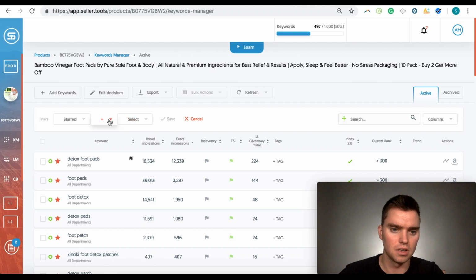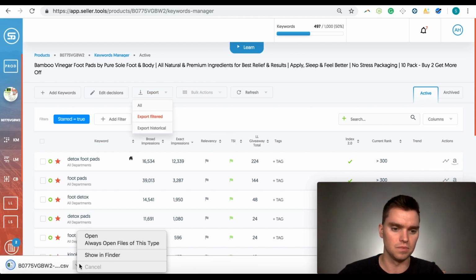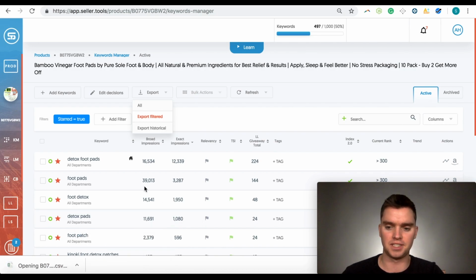Let me make sure. Okay, just make sure starred equals true. I thought I already did that. Hit save. Okay, there we go, now it's in. Now we'll export filtered, and I'll just fast forward through this.